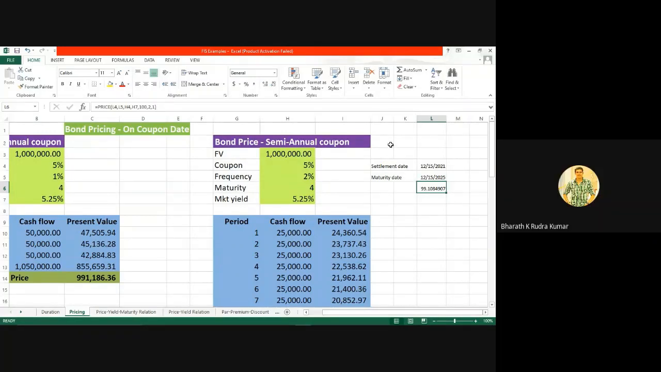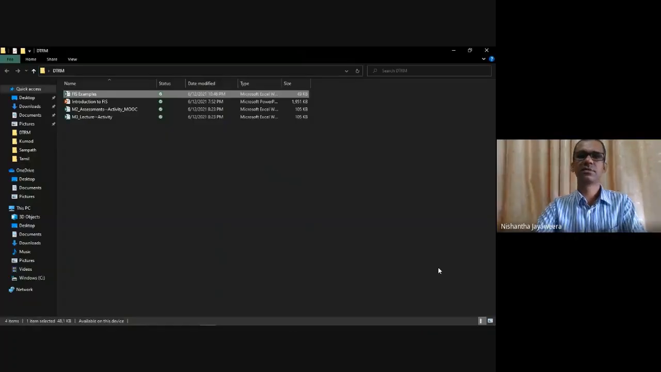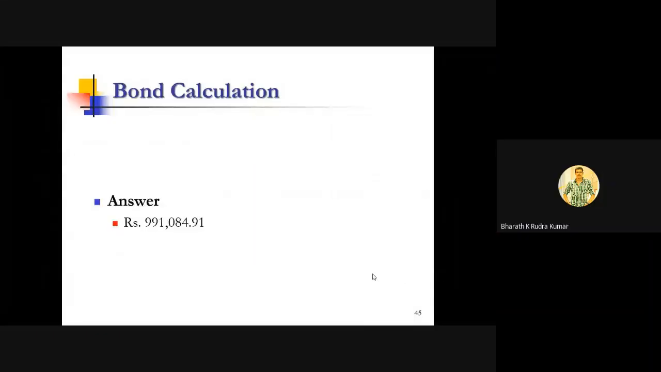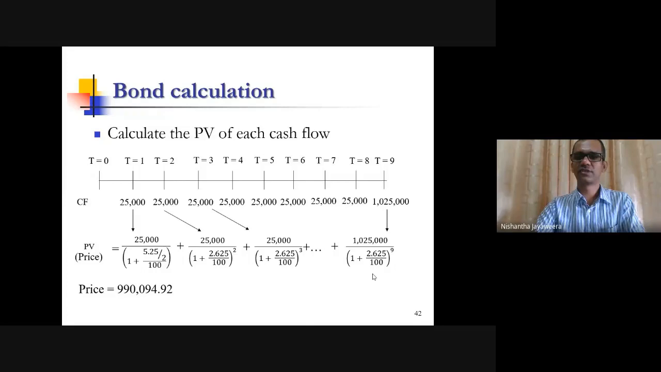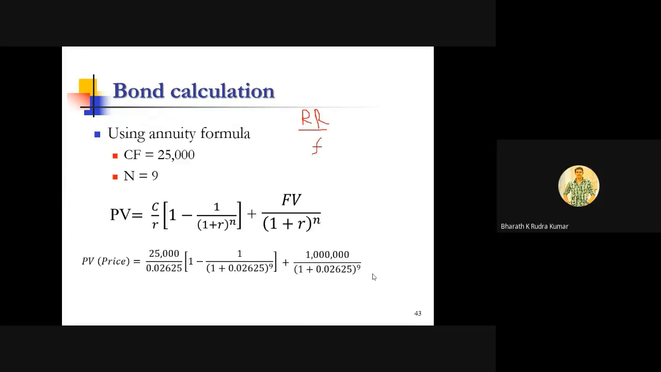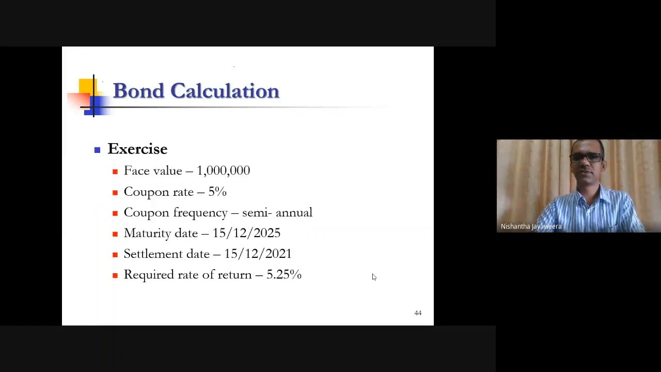So what's the reason for the answer difference in page number 43 and 45? Page number 43 and 45, what's the reason for the difference of answers? Okay. What's the difference between the questions?